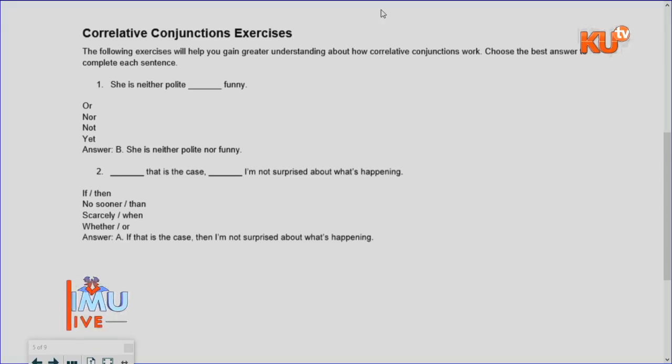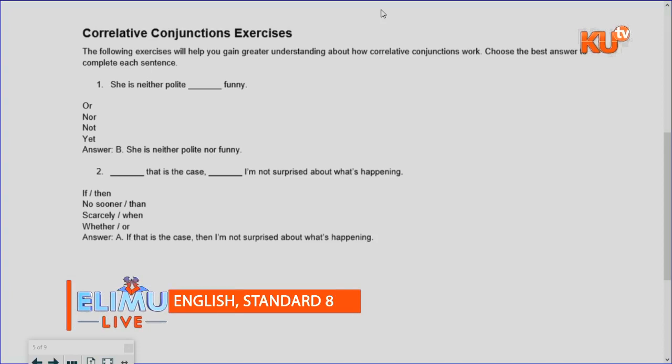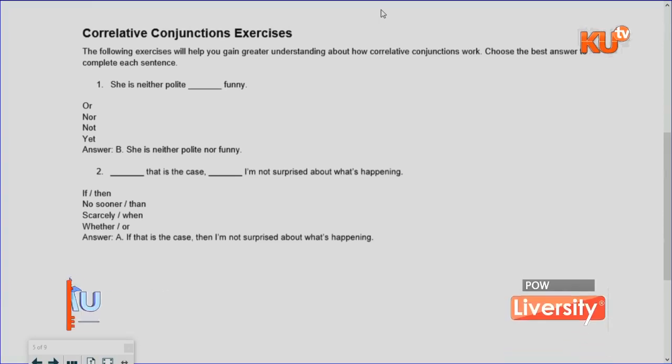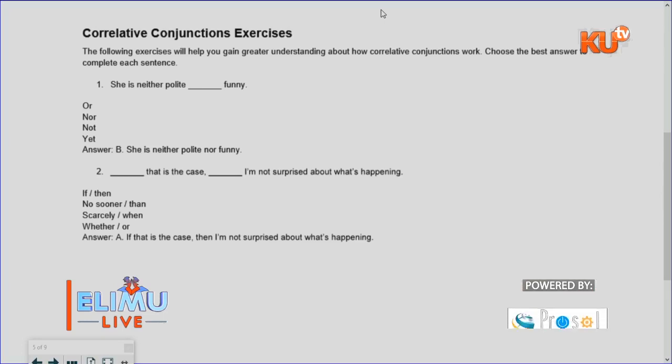Whether that is the case, or I'm not surprised about what is happening. So the correct answer there is, if that is the case, then I am not surprised about what is happening. So there, remember, we have shown examples on how to use neither nor and how to use if and then.